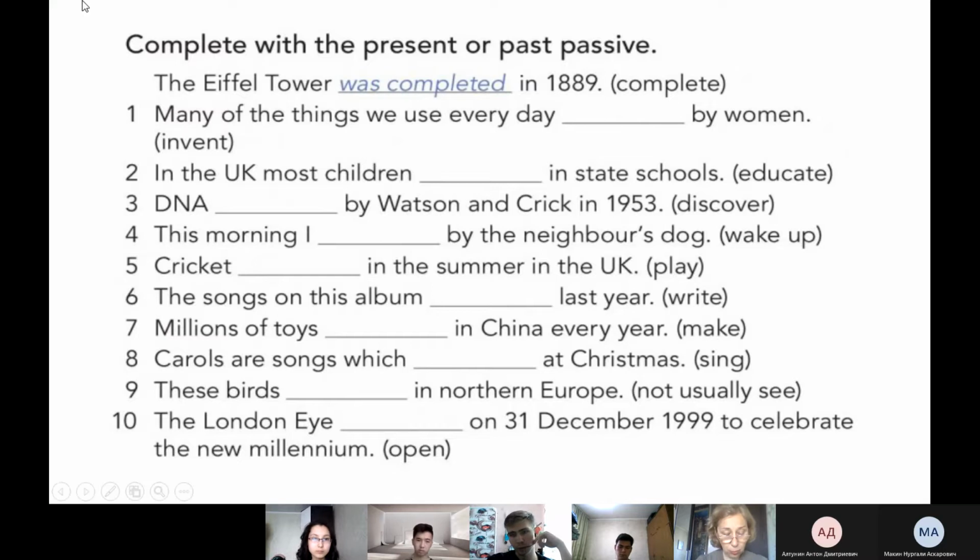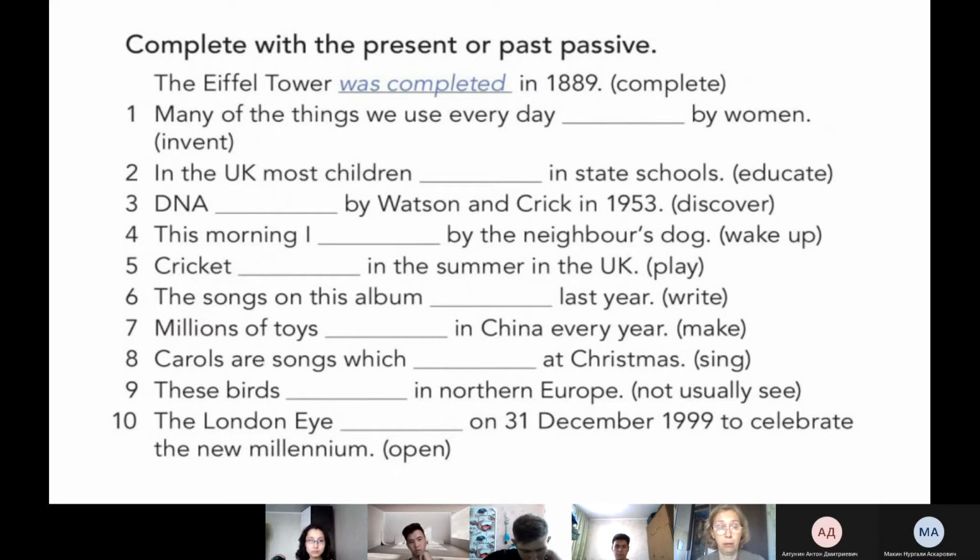So let us listen to Medina. The first sentence, please. Many of the things we use every day were invented by women. Yes, good. So Wilhelm. In the UK, most children were educated in state schools. Are educated, yes, are educated. Because this is about the general situation. It's true now, it was true in the past, and it will be the same in the future.